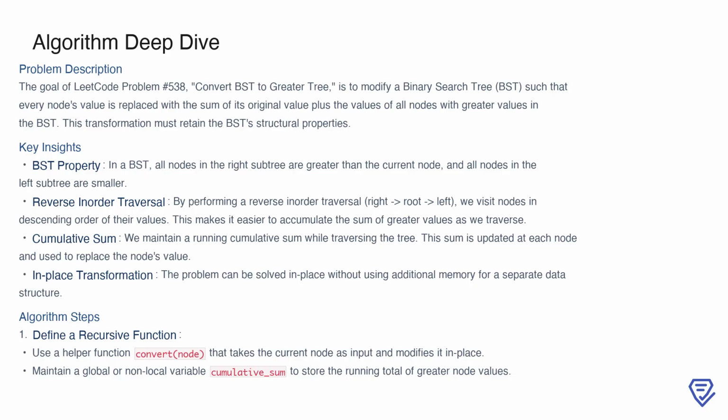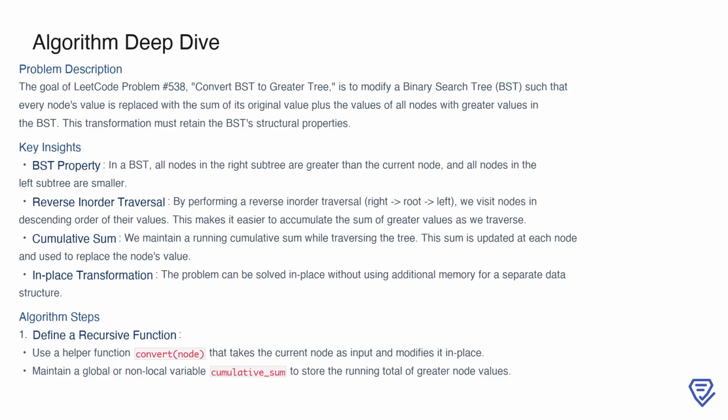To achieve this, we take advantage of the properties of a BST, where all nodes in the right subtree are greater than the current node and all nodes in the left subtree are smaller. By performing a reverse in-order traversal, visiting nodes in the order of right, root, and then left, we can process nodes in descending order of their values. During this traversal, we maintain a running cumulative sum that represents the total of all greater node values encountered so far. Each node's value is updated to this cumulative sum as we go.